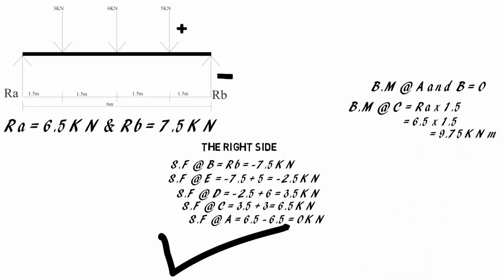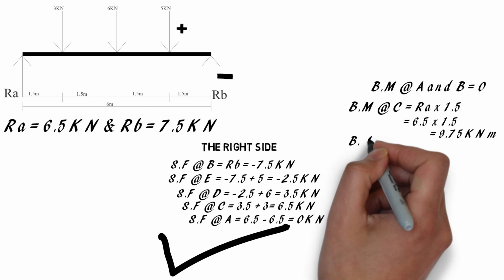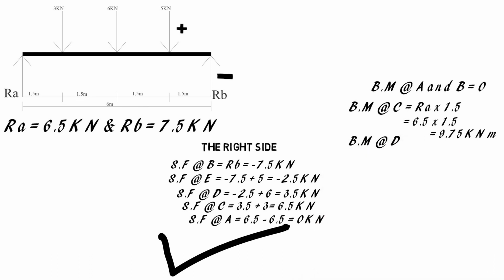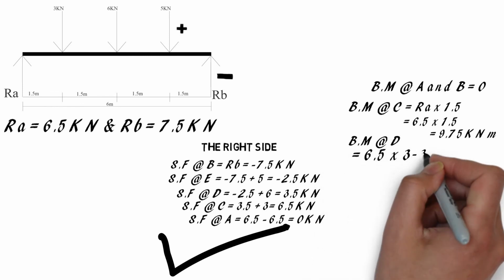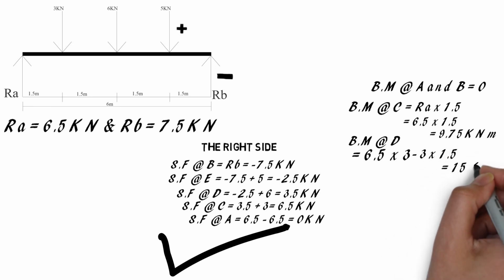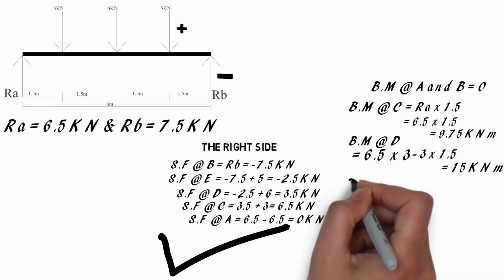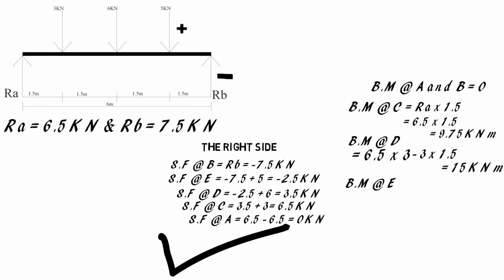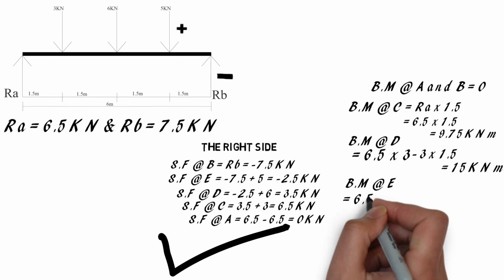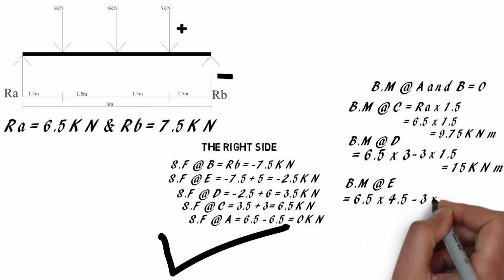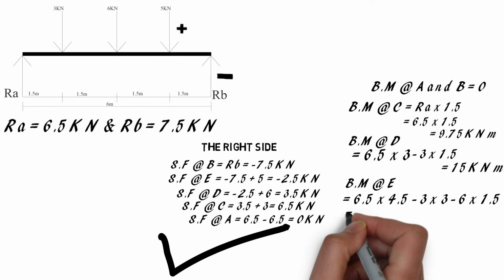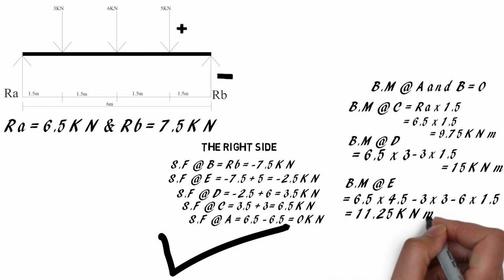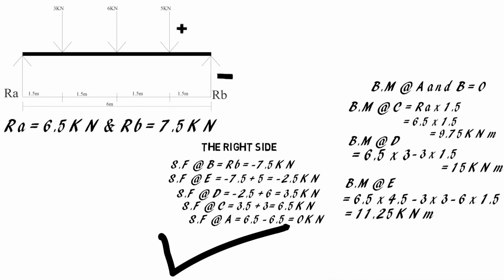Then we'll move on to bending moment at D. We're going to consider force acting at A and at C, which is 6.5 times the distance from A to D, which is 3, minus 3 times 1.5, which gives us 15 kilonewton meter. Then bending moment at E, we're going to consider forces acting at A, C, and D, which is 6.5 times the distance between A to E, which is 4.5, minus 3 times 3, minus 6 times 1.5, is equal to 11.25 kilonewton meter. So that's how to solve for shear force and bending moment.